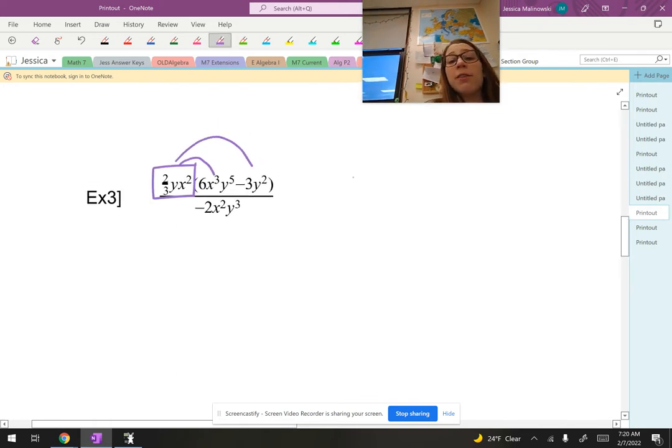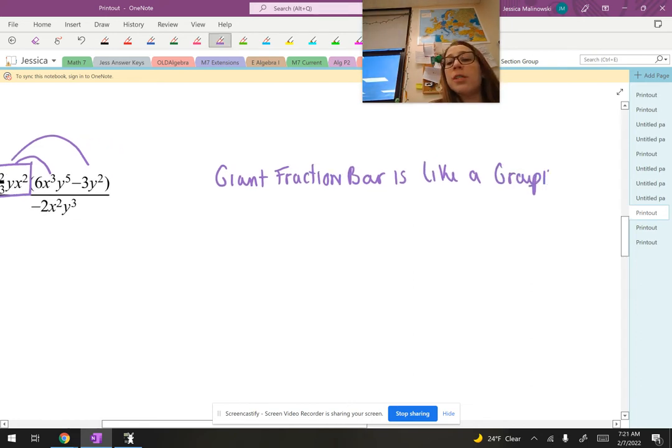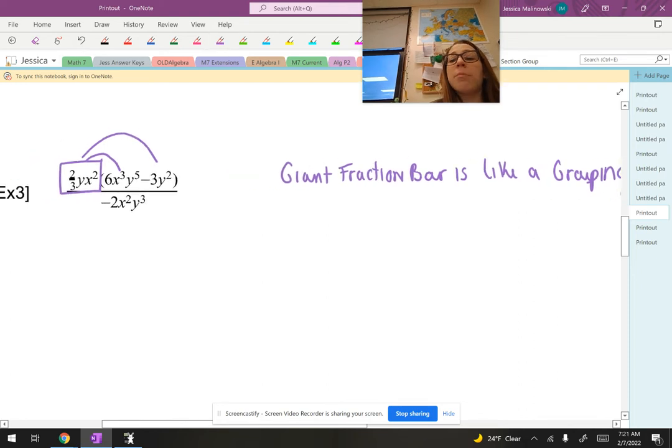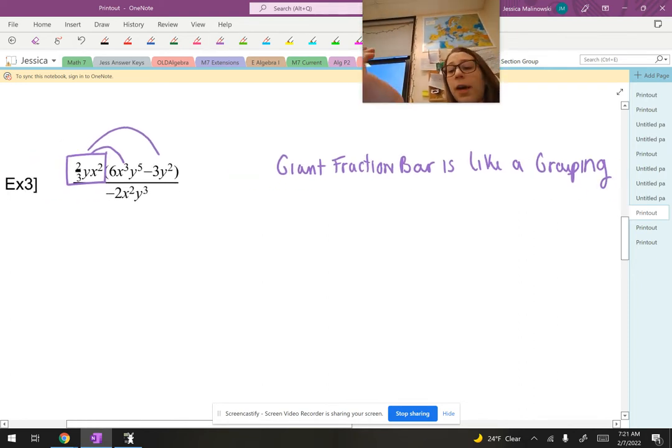Remember, that giant fraction bar is like a grouping. Meaning that you need to simplify that entire top before you can start with the division on the bottom there. Okay, so we can do this.